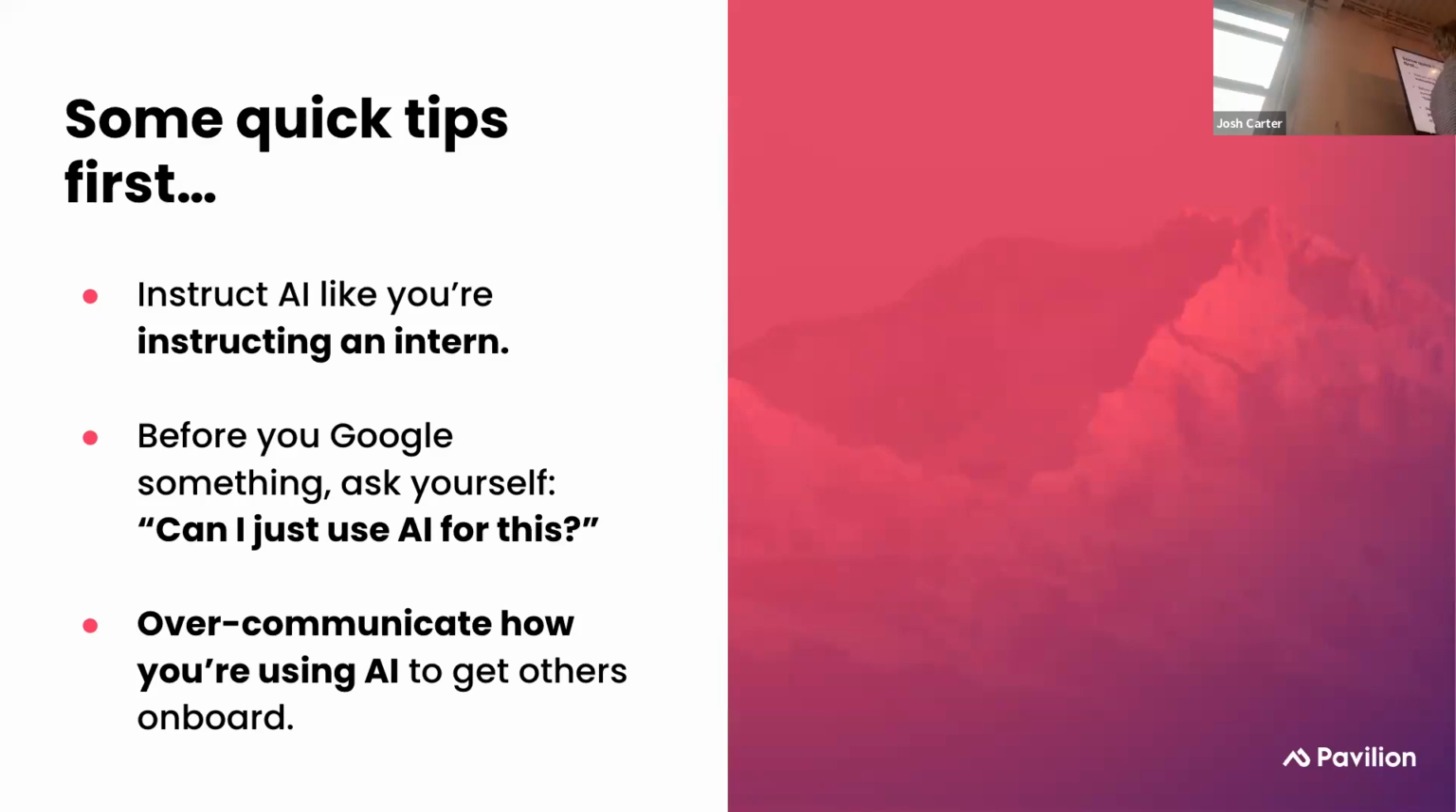Secondly, before you Google something, ask yourself, can I have AI do this for me? That's a mindset shift that a lot of people are having a really hard time with, my team included. It's really tough to get out of the mindset of, let me just Google something. But in fact, I have a tool in my pocket that I could get the answer from in 2 seconds, versus spending 3 minutes Googling, going to a web page and finding it. So it's a mindset shift.